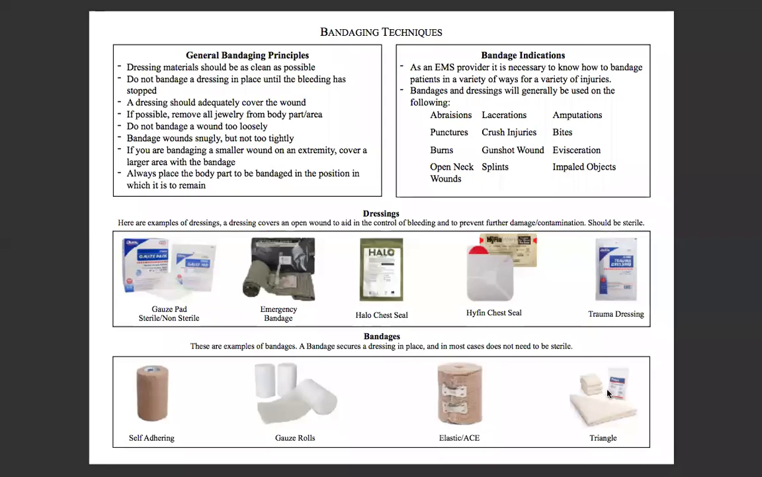All right, this is Mark with San Diego Miramar College, and today we'll be talking about bandaging techniques. We're going to go over some general principles, the indications, the difference between dressings and bandages, and then show you guys some pictures of what they look like.